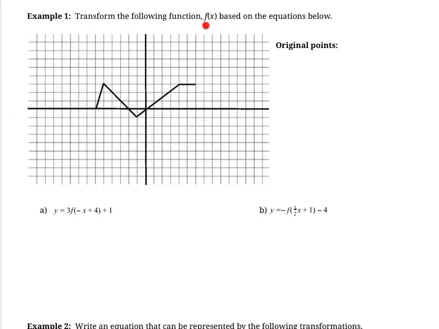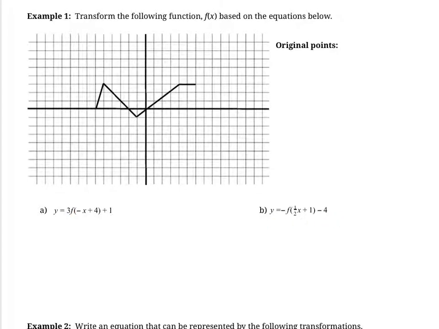So taking a look at the first example, we have a random function and they've named the function f of x. So this is not one of our parent functions. We've created a new one, and what we're going to do is transform f of x based on these transformations. So if you notice, the f comes from this f here. So we are going to apply these 4 transformations to the function f.